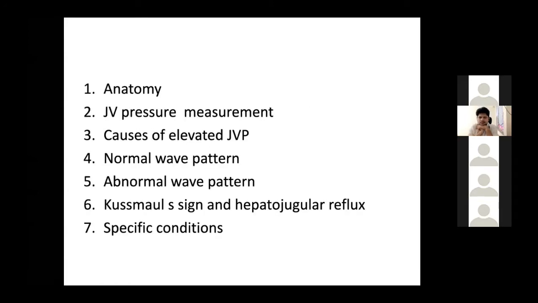Now we will discuss over the next 1 hour the anatomy of the internal and external jugular vein, and JVP measurement. How do you measure, and when clinically you have to tell about a JVP, what all points do you use to explain a JVP? What are the causes of elevated JVP? What is the normal waveform and what is the abnormal waveform? And there is something known as the Kussmaul sign, that is the respiratory variation, and hepatojugular reflux. When the JVP is not elevated or not seen, then what are the various measures you can do to make it prominent? That is known as hepatojugular or abdominojugular reflux.